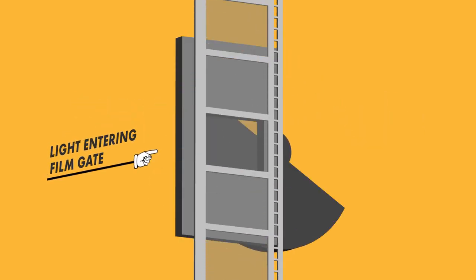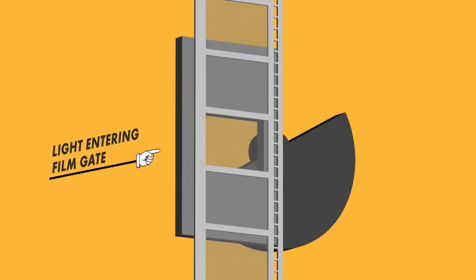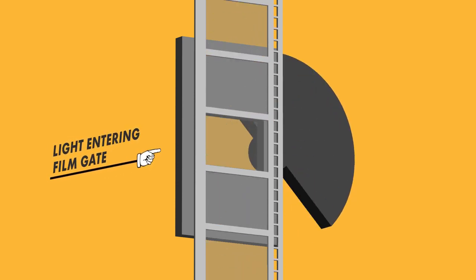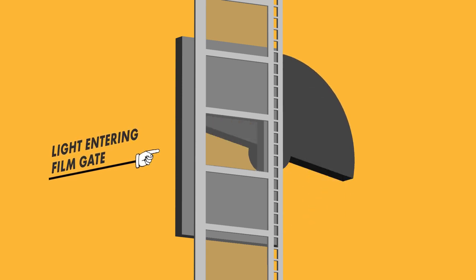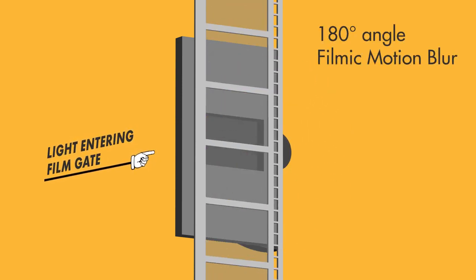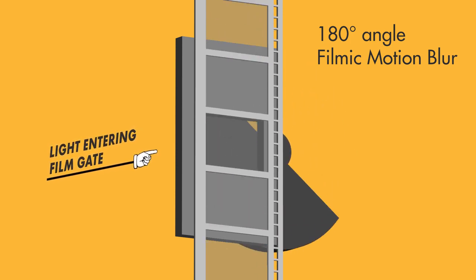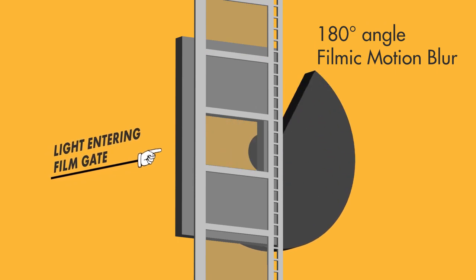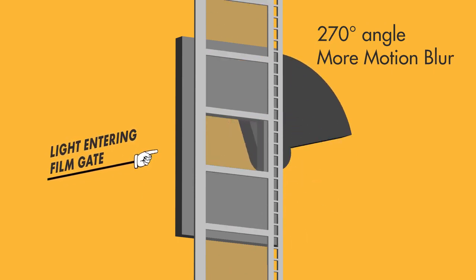In motion picture cameras, the shutter mechanism is called a rotary disc shutter. It looks like this. The way they work is by spinning in front of a film camera's film gate, exposing the film based on the angle of the shutter. As the film moves past the film gate, the shutter spins, allowing a certain amount of light through for each frame of film. The shutter can operate at different angles.